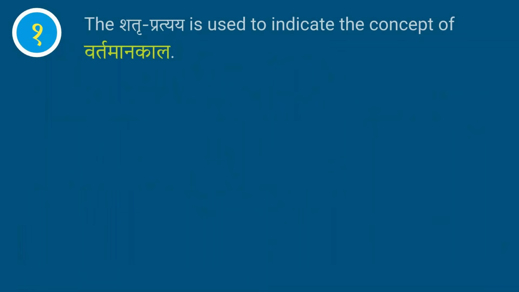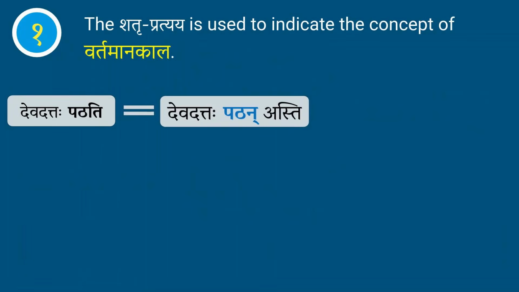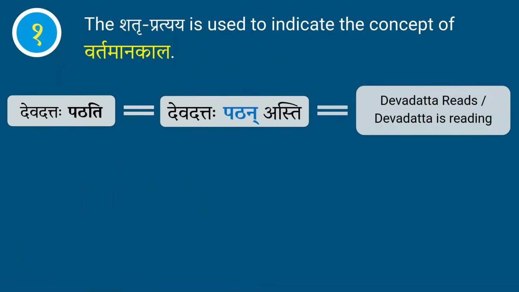First, the Shatru Pratyaya is typically used to indicate an action that happens in the Vartamana Kala, the present tense. For example, the statement Devadattaha Pathati can be rewritten using the Shatru Pratyayanta form by saying Devadattaha Pathan Asti. Both these examples mean one and the same thing: Devadatta reads or Devadatta is reading.